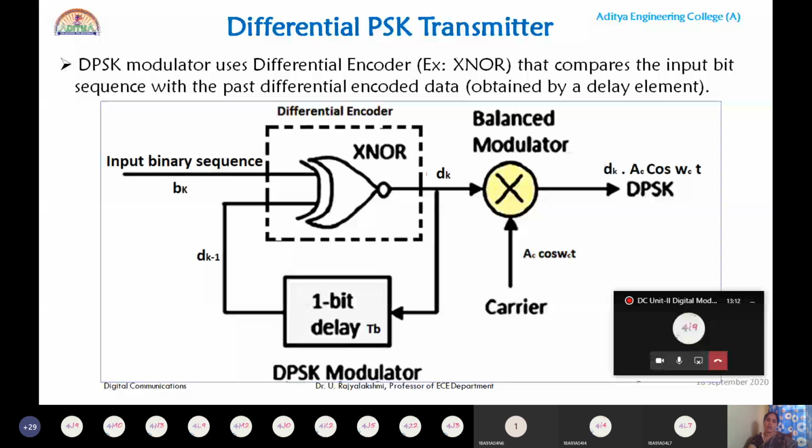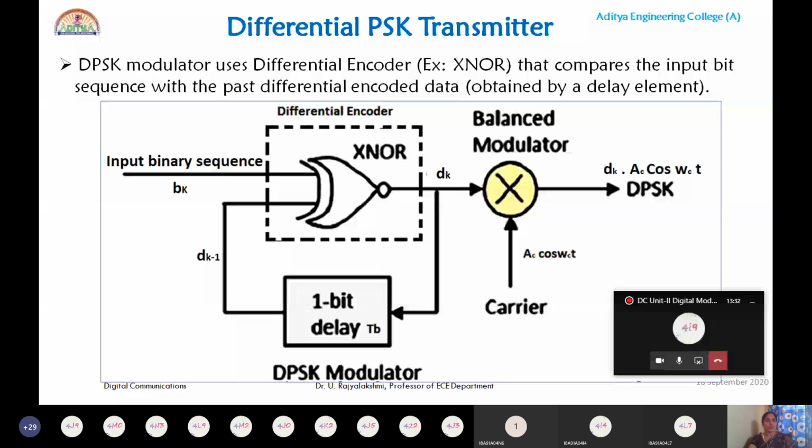One is 0, 1 or 1, 0. Same input combination, either 0, 0 or 1, 1. So because you have two inputs, four combinations will be there. Out of four combinations, same input data occurs at either 0, 0 or 1, 1.